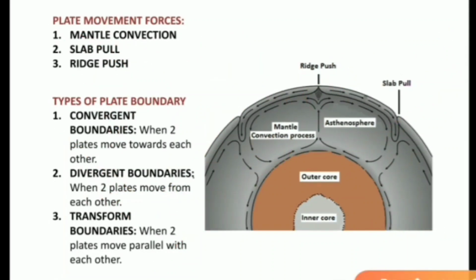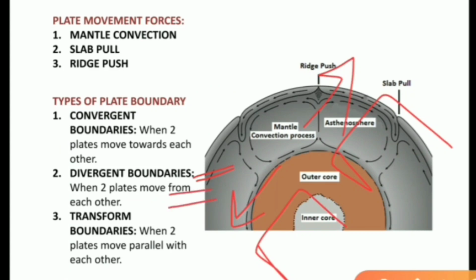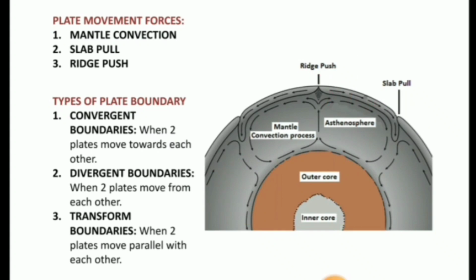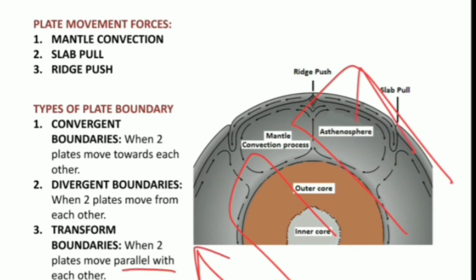Next, we have divergent boundaries. What is that? When two plates move away from each other in opposite directions, that is divergent plate boundary. And what is transform plate boundary? When two plates move parallel with each other. Okay, this kind of plate boundary is simply known as transform boundaries. This transform boundary is not important for the formation of Himalaya.